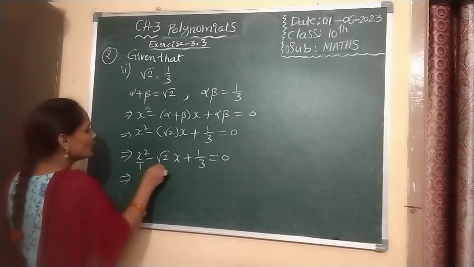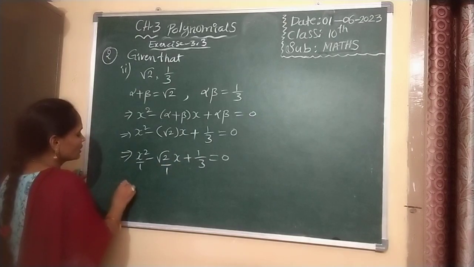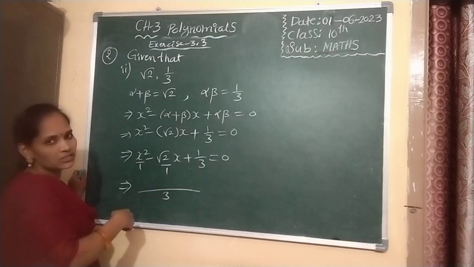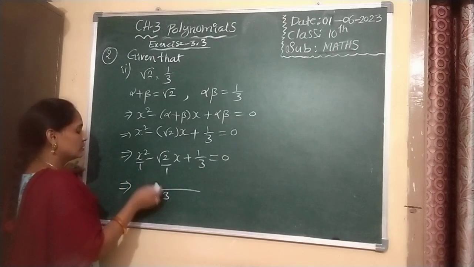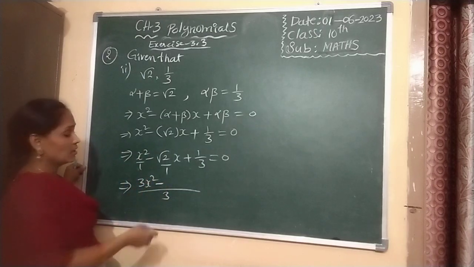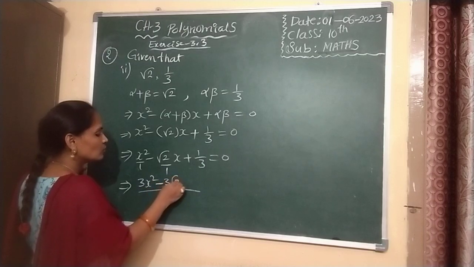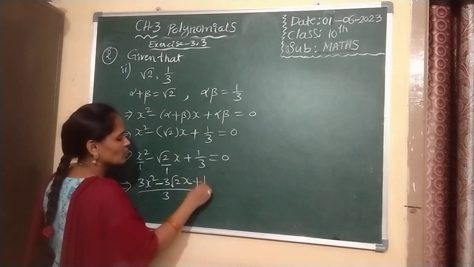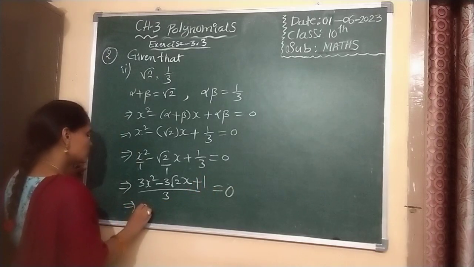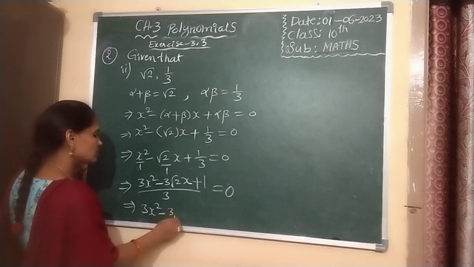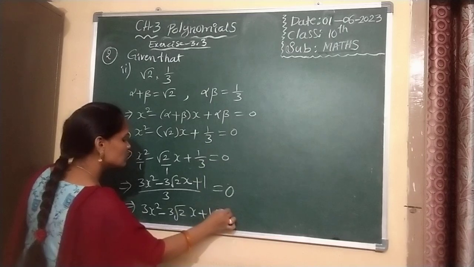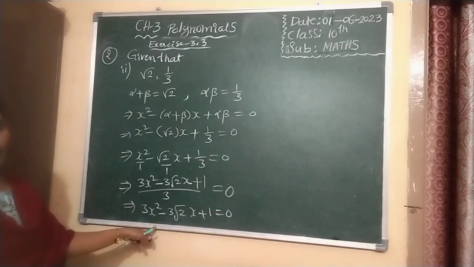Now here, where any number is not there in the denominator, we should take it as 1. So here 3. For 1 and 3, the LCM is 3, right? Now 1 in 3, 3 times it will go. So 3 into x square minus 3 root 2 into x plus 1 is equal to 0. If you transpose, it becomes 0. So 3x square minus 3 root 2 x plus 1 is equal to 0. This is the required quadratic polynomial.